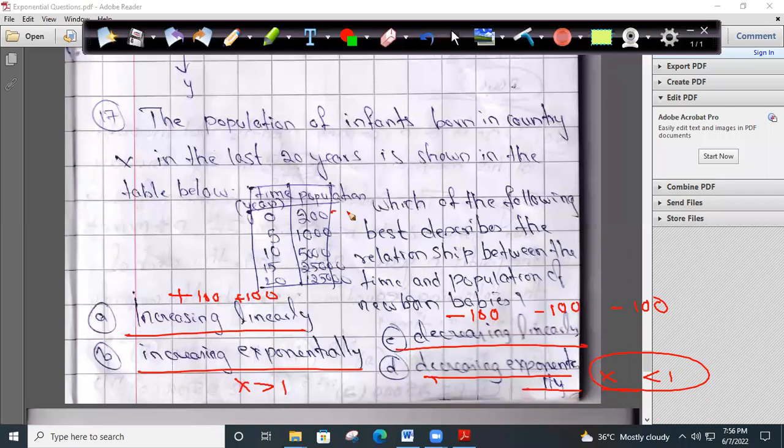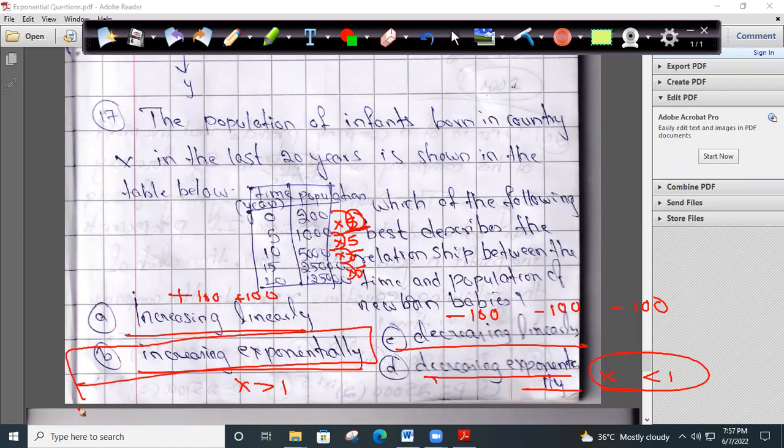Now, if I see here, 200 has become 1000, meaning multiplying with 5. 1000 has become 5000, multiplying with 5. 5000 has become 25,000, multiplying with 5. So I'm multiplying with a number. Greater than 1 or less than 1? Definitely greater than 1. Since I'm multiplying, it should be exponential, not linear. Increasing, because I'm multiplying with a number greater than 1.